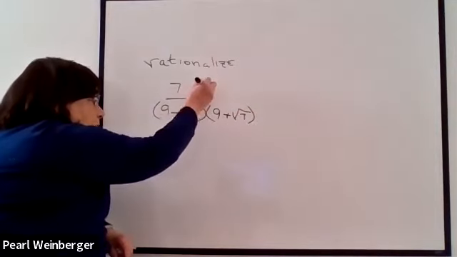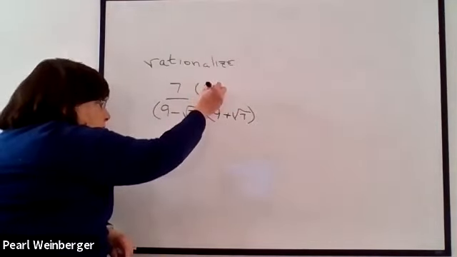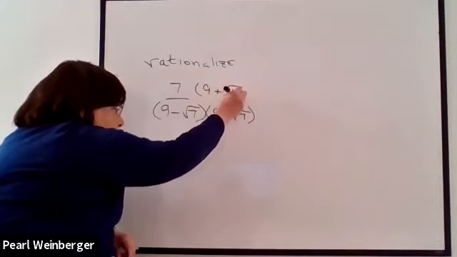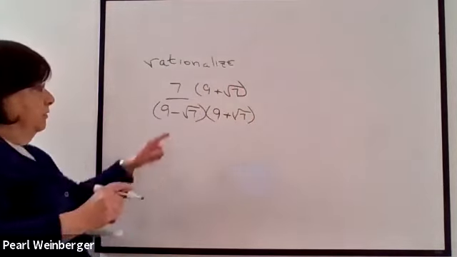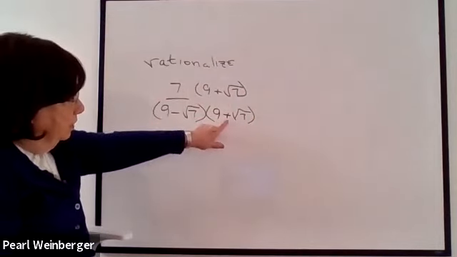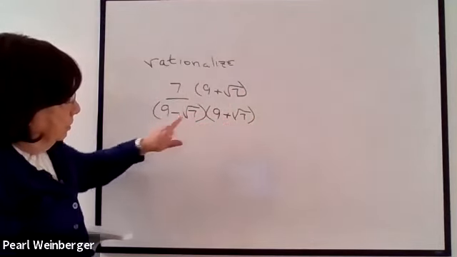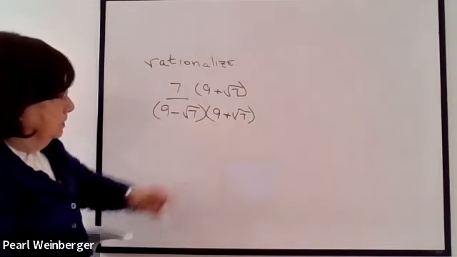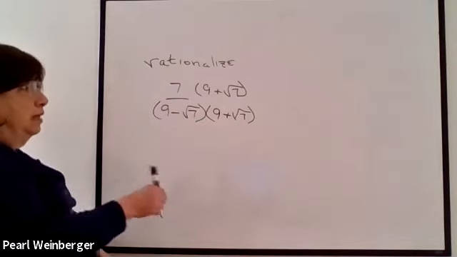So I'm going to have to multiply both the numerator and the denominator by 9 plus radical 7. Again, whatever binomial is here, I do the same thing over here with the sign switched. I don't use the same sign, I use the opposite sign so that they are conjugates.